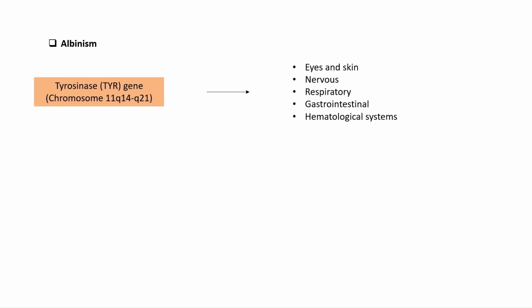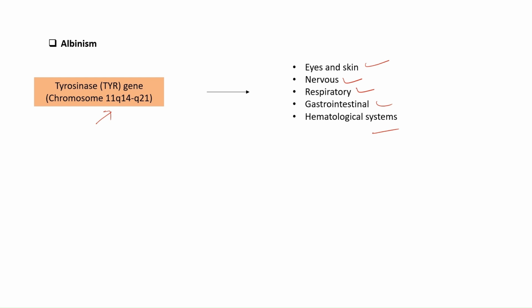Albinism. It occurs due to a defect in the tyrosinase gene present on chromosome number 11. It affects the eyes and skin, our nervous system, respiratory and gastrointestinal systems, as well as our hematological system. So, mostly these disorders are controlled by a pleiotropic gene, which not only affects one phenotype, but affects multiple phenotypes. So, in this video, I told you about various disorders that are due to a pleiotropic gene.